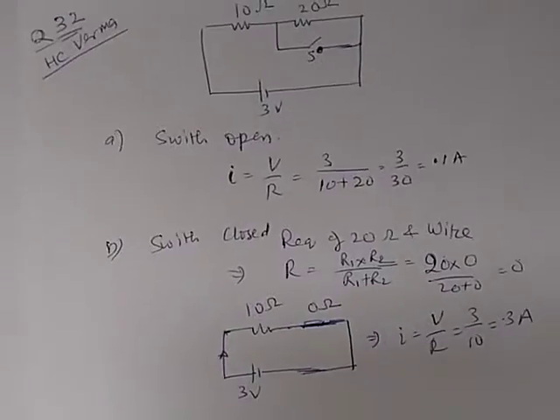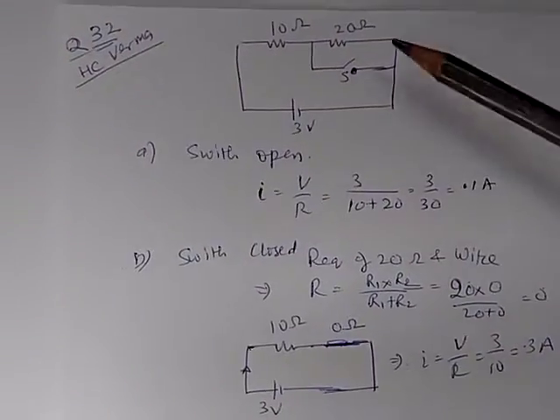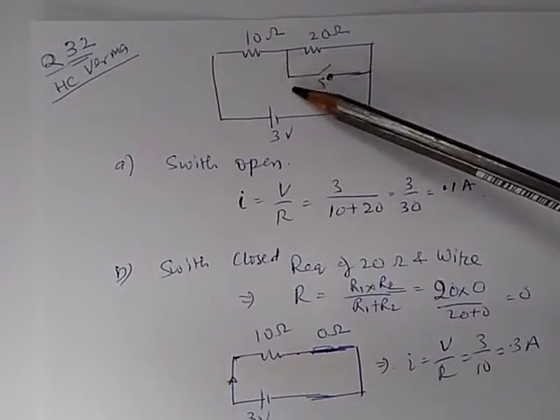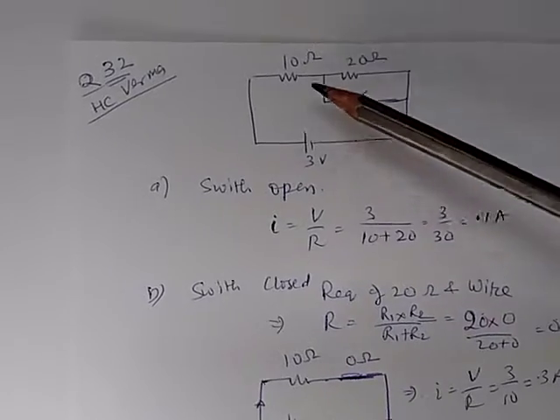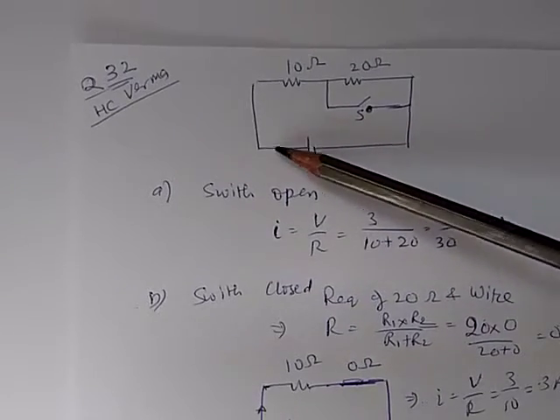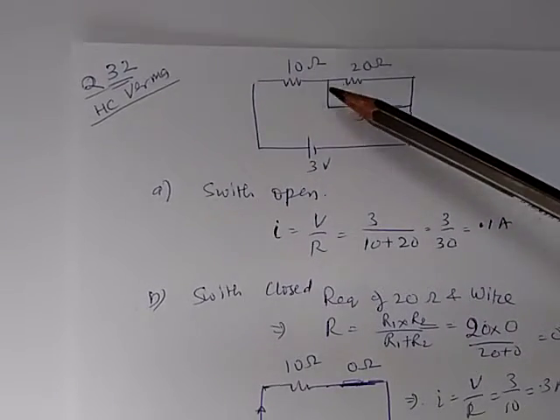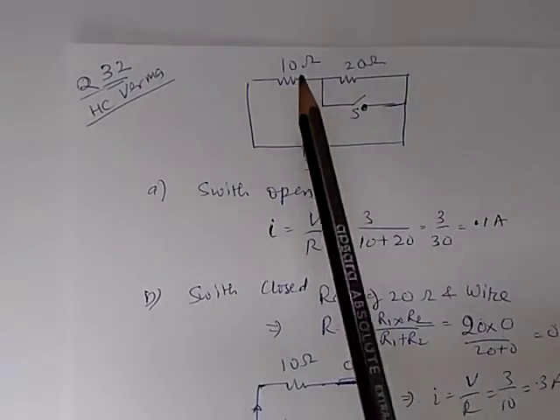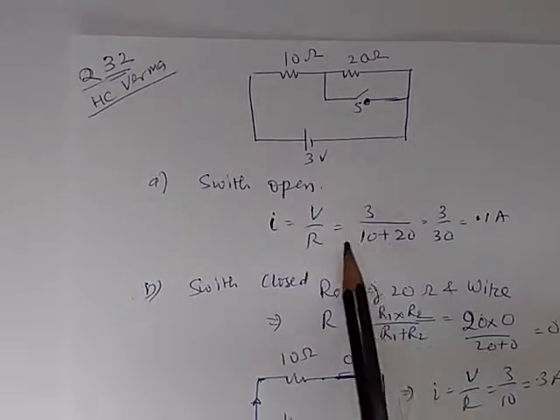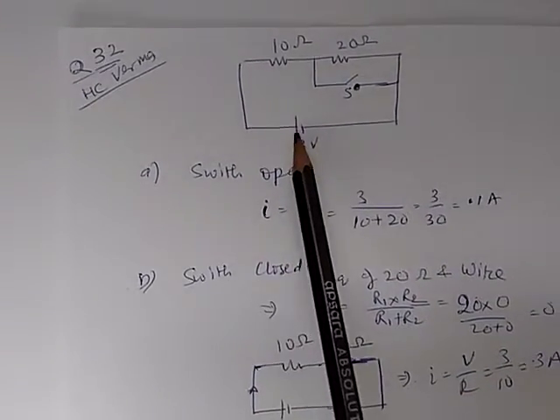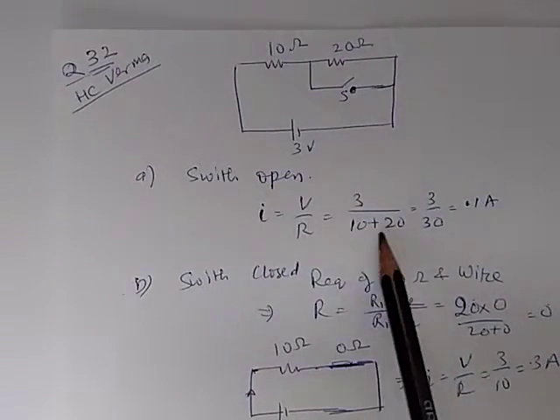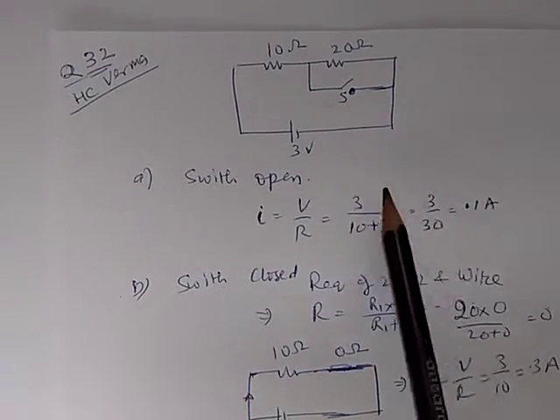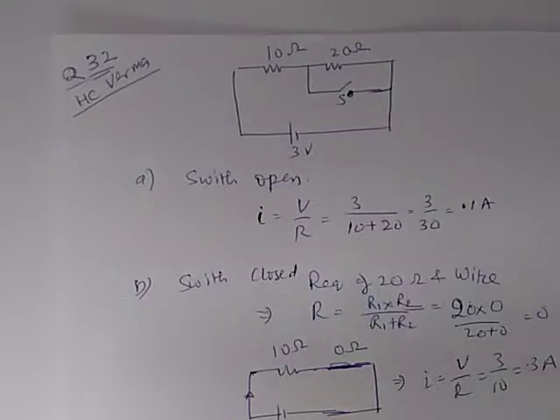When the switch S is open, we have essentially nothing, no current is flowing through. We can essentially remove this whole thing, and the circuit is nothing but a 3-volt battery driving a series combination of two resistors, 10 ohm and 20 ohm, which is equivalent to 10 plus 20, 30 ohm, and the current is given by V divided by 10 plus 20 ohm, or 3 by 30 is 0.1 ampere. So that's what the problem is, simple.